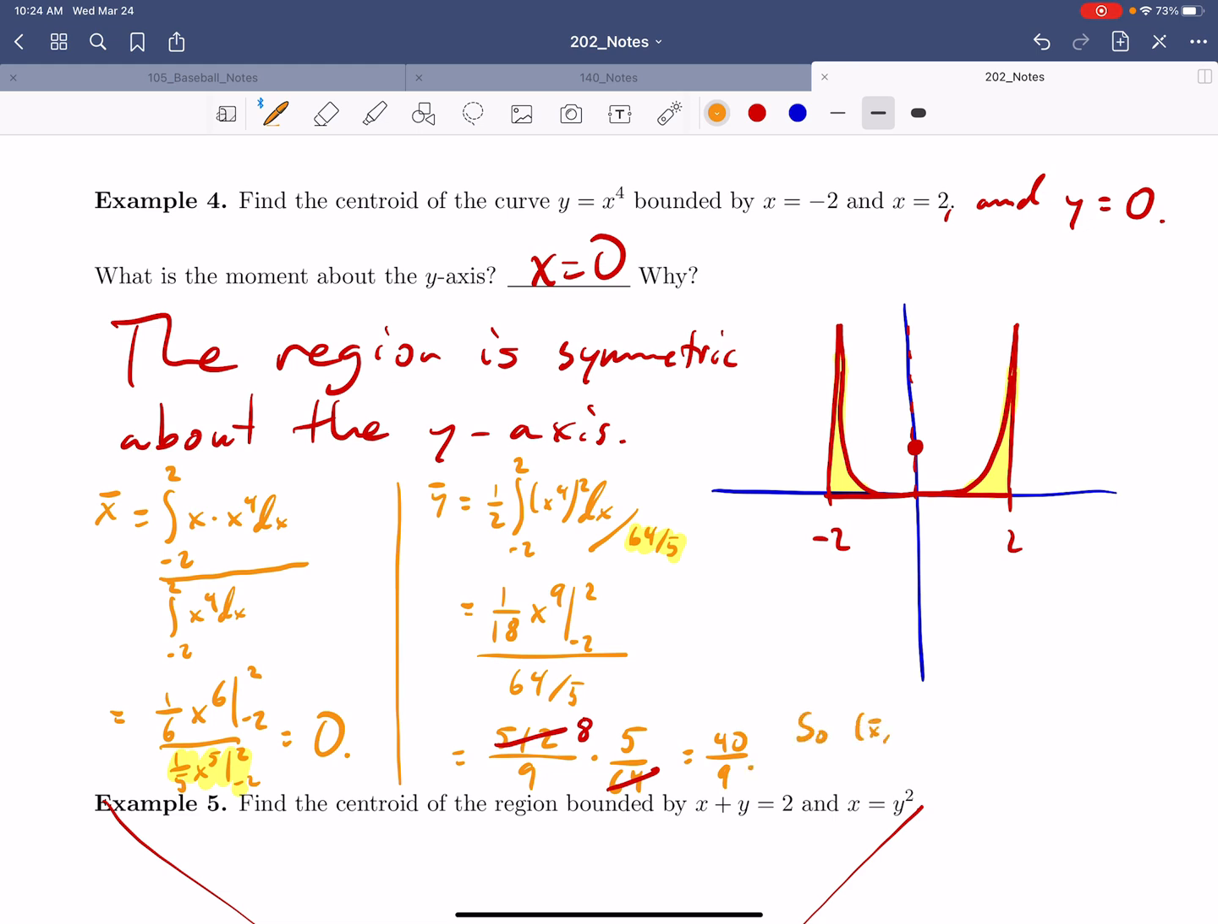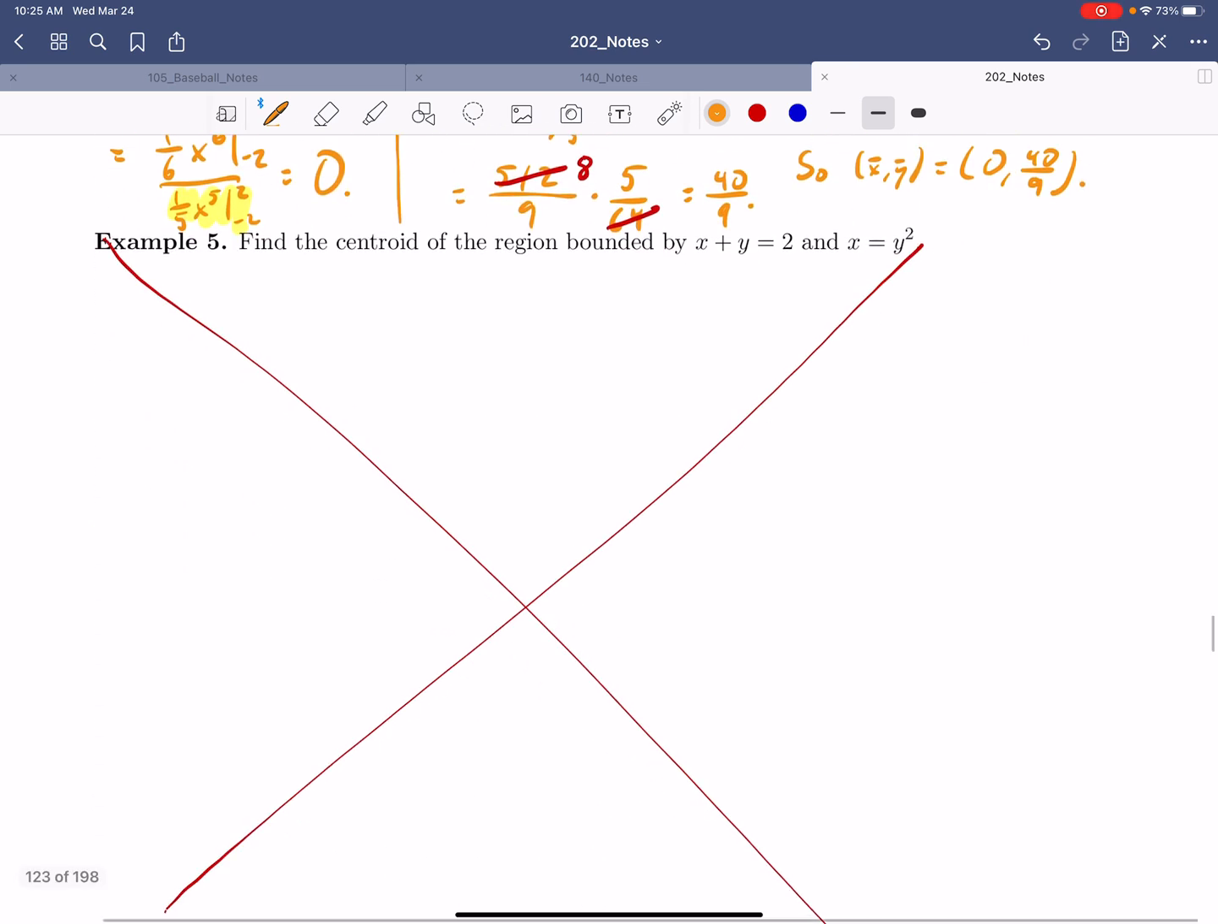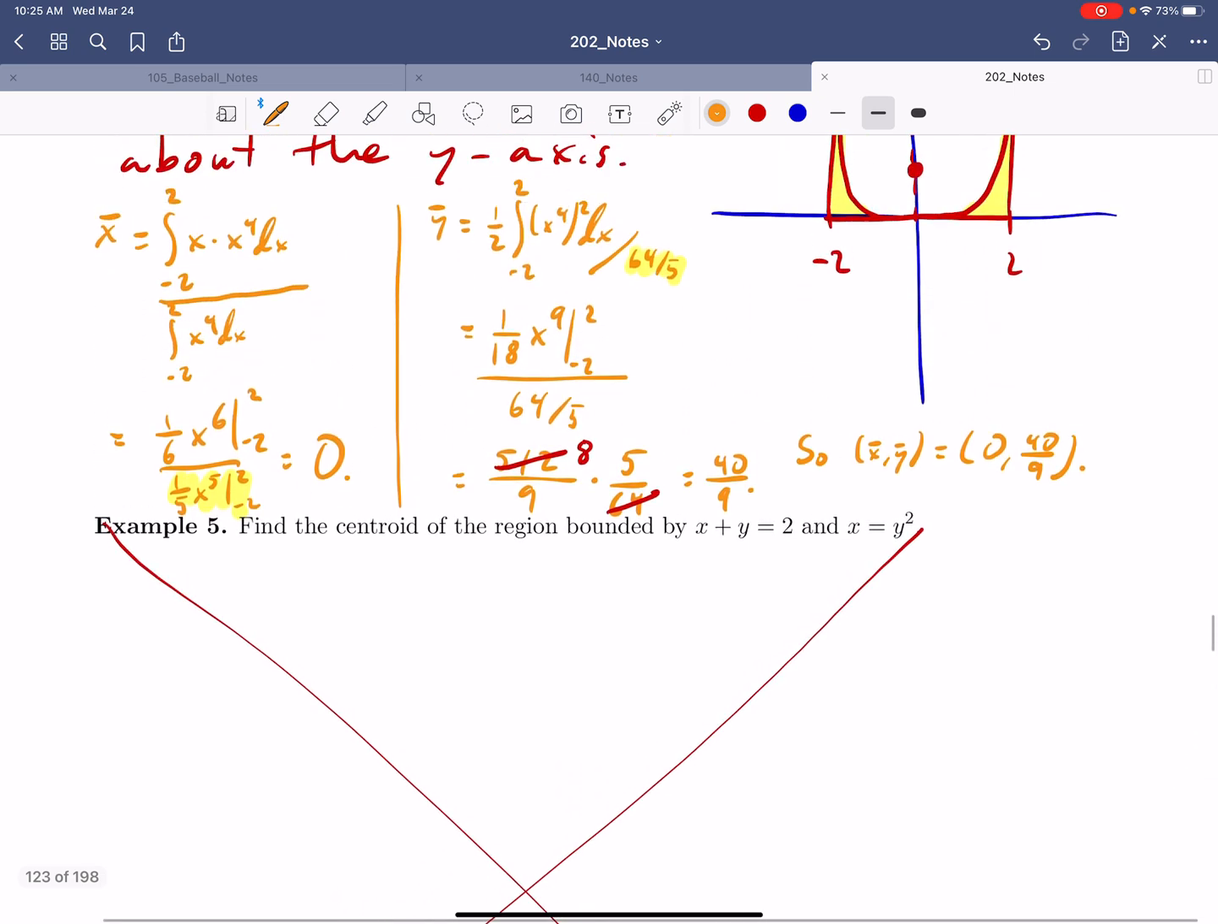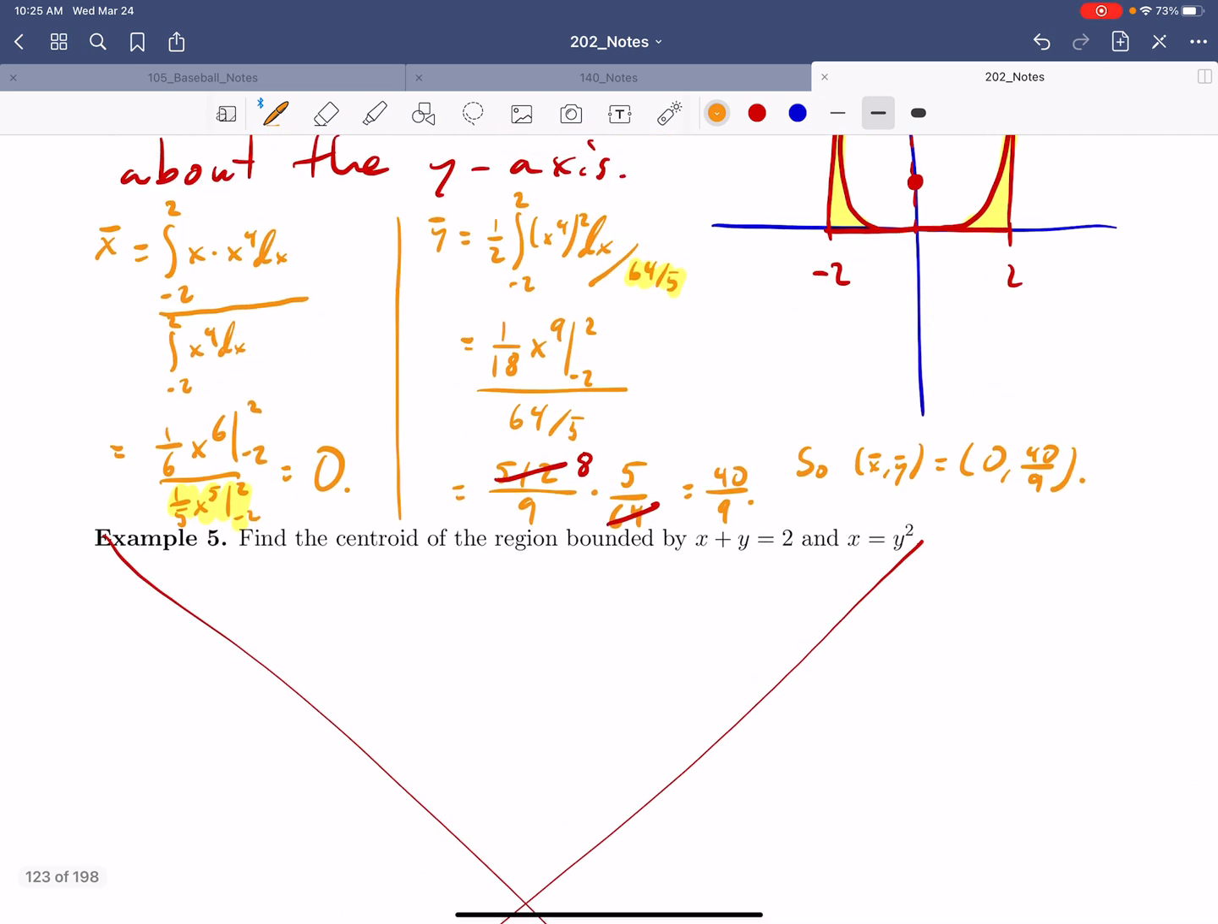So x bar, y bar equals 0, 40 ninths. That's how you do it. Remember, don't worry about example 5, doing stuff with respect to y. It's analogous. You sort of flip everything, but we're not going to worry about that for the exam.